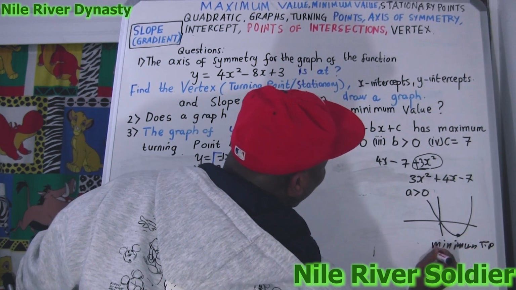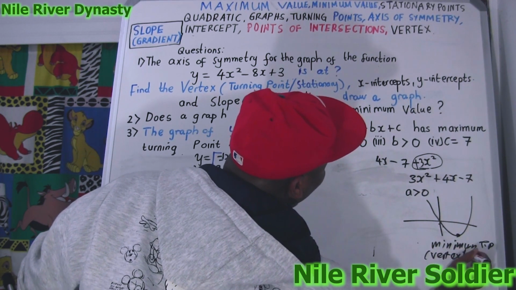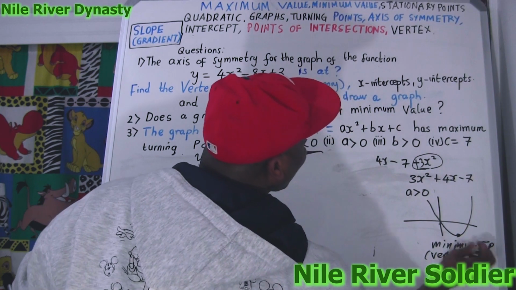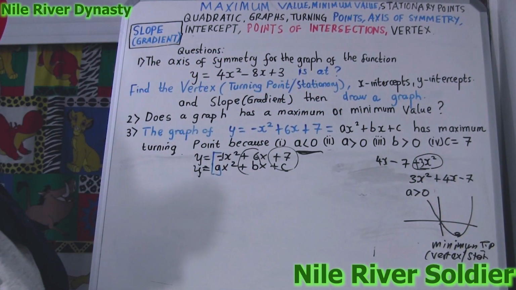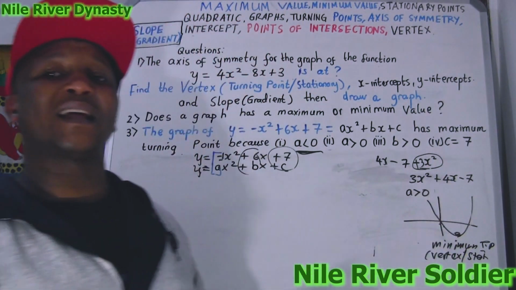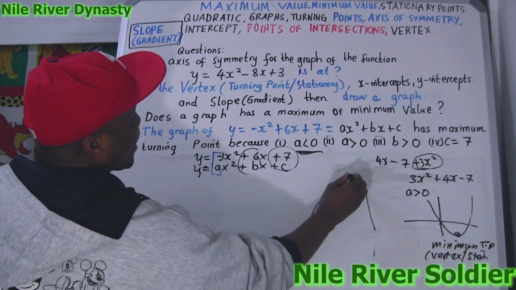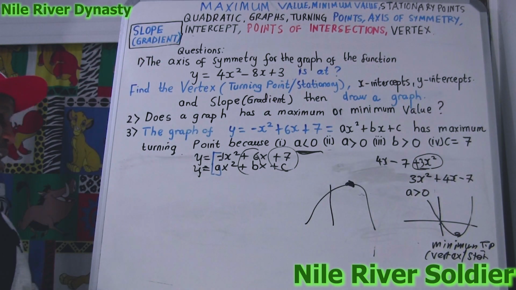Minimum, TP, turning point. Sometimes we can call it the vertex or stationary point. Why do we call it a stationary point? Because if I have a ball or egg or orange and put it anywhere here, it's going to fall. But here it's going to be stationary. That's the only position where the ball can sit. So that's how you do it, and that's the answer.